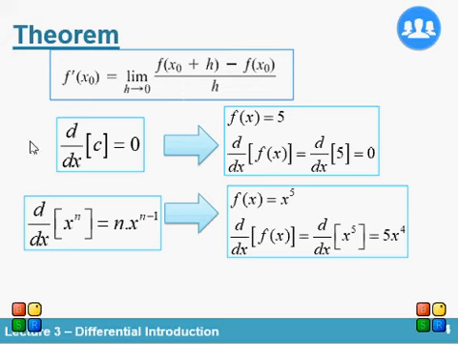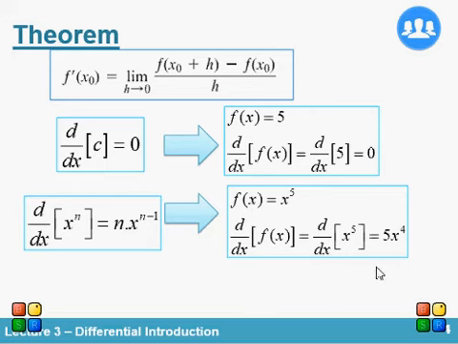So this is the basic formula from differential. f'(x0), or f'(x), is the function that has been differentiated. So f'(x) is equal to the limit as h goes to 0 of f(x0 + h) minus f(x0), all over h.